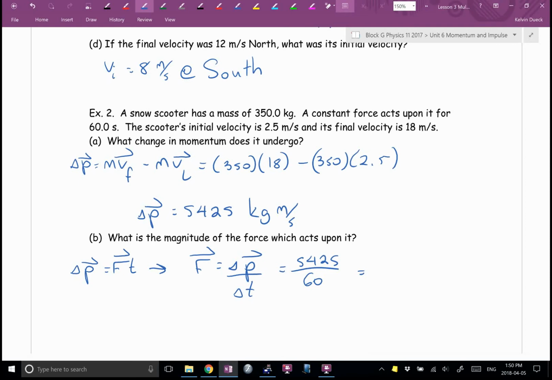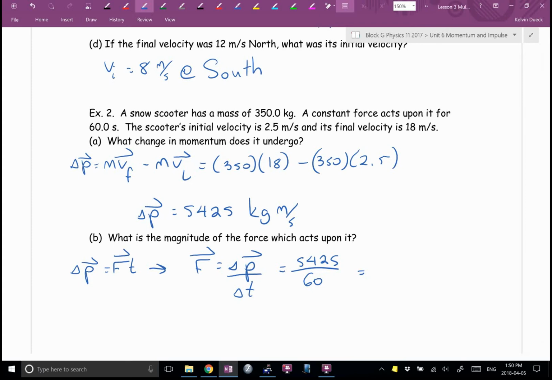90.4 even? Like, is it rounded off, or does it go forever? Or is it 90.42 and it stops there? Oh, it repeats. 4-2-2-2-2-2-2-2. 4-1. Okay, there we go. So I just wanted to know where we're rounding off.